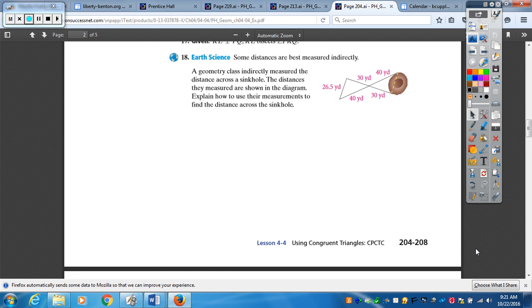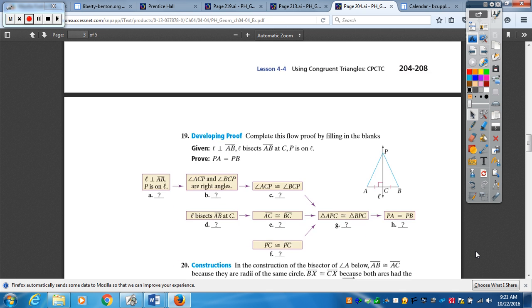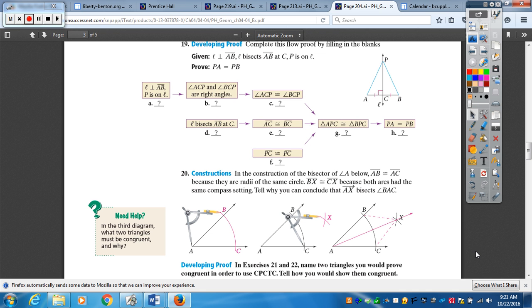See if I can scroll down. No, can't. All right. Looking at the next problem, number 19. Oh my goodness, a flow proof. Holy cow, it's so many steps. I don't know if I can do it. All right, let's take a look at this.